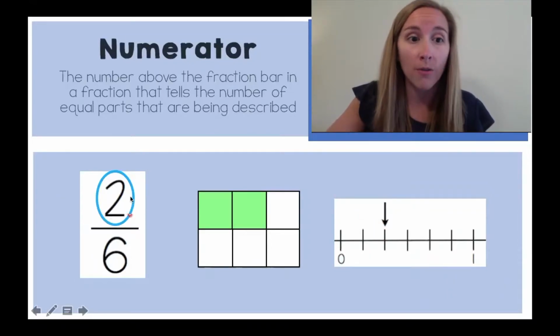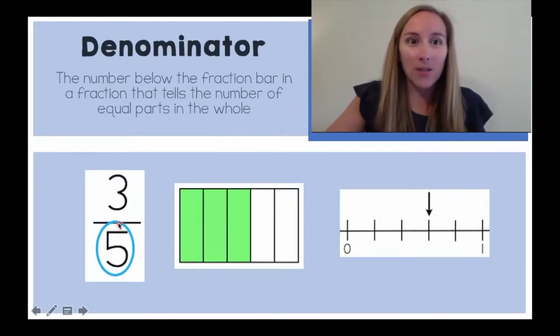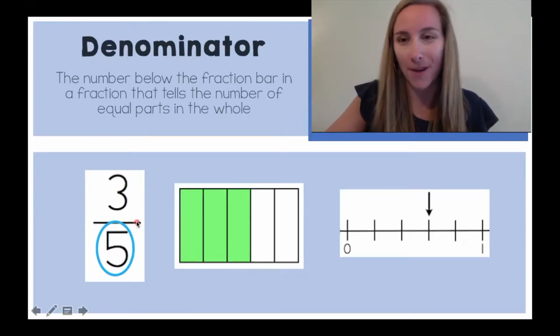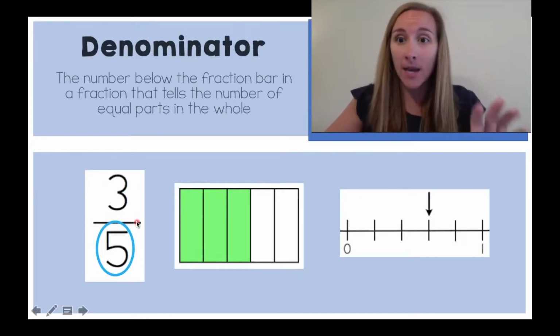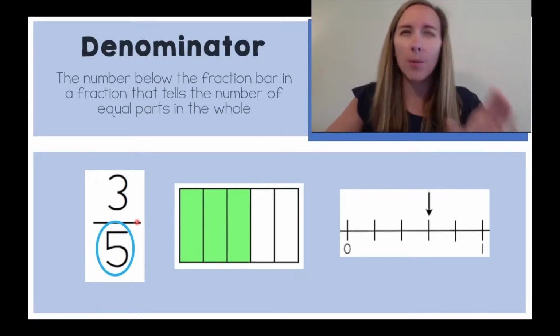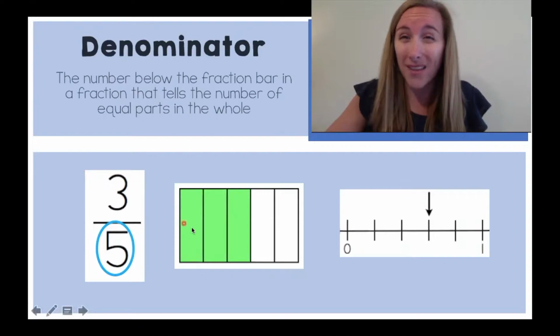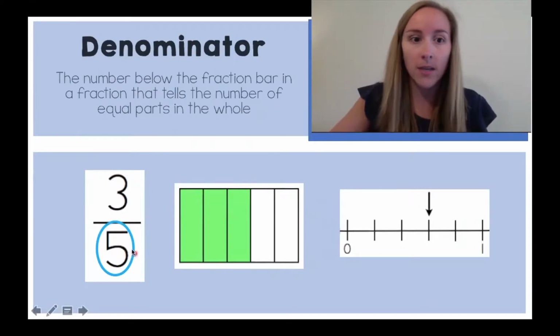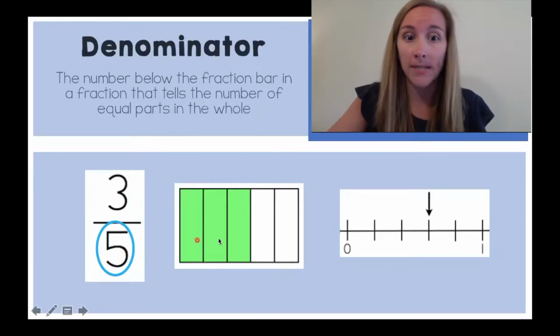So again, we call this the numerator, okay? We also have the denominator. The denominator will be below the fraction bar, this being the fraction bar. That number tells us specifically how many parts are there in the whole, because that makes a huge difference. It tells us how big these pieces really are. So in this case, we have the fraction 3/5, a 5 in my denominator. That means I have 5 parts in the whole. 1, 2, 3, 4, 5.